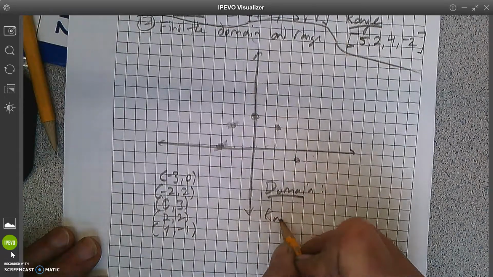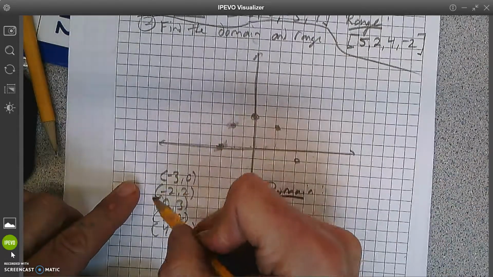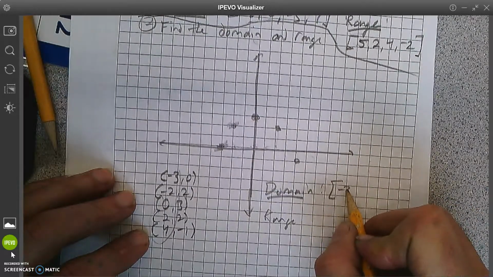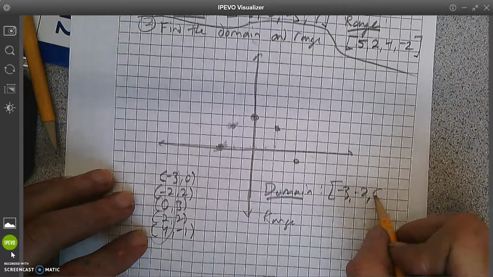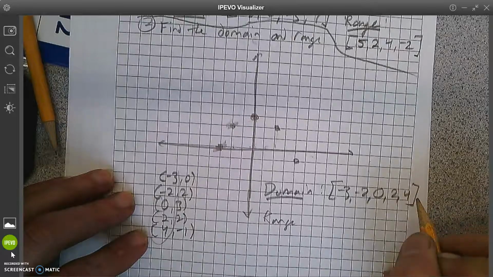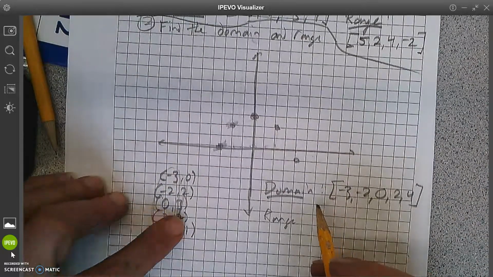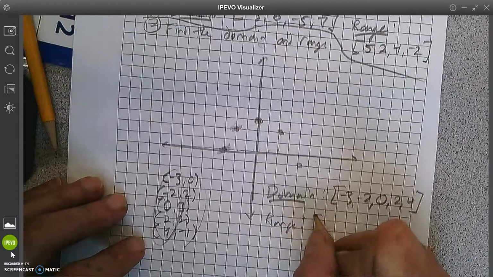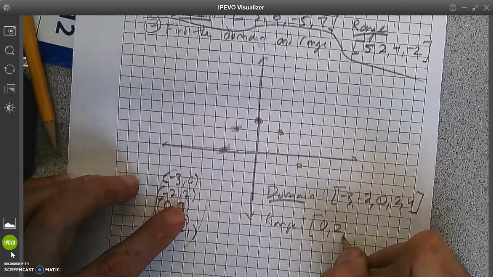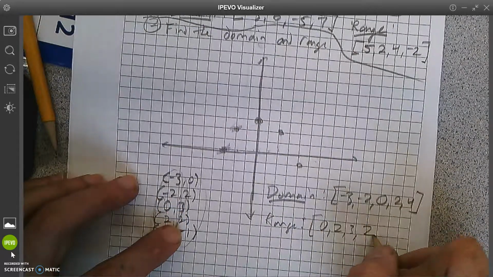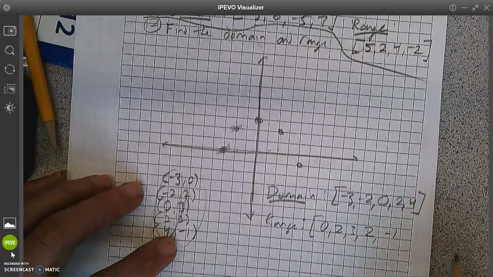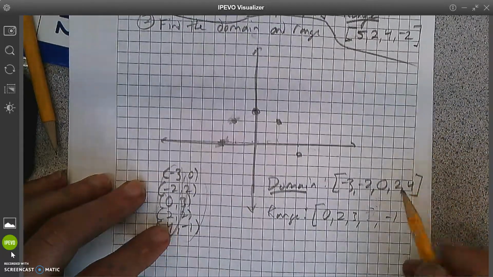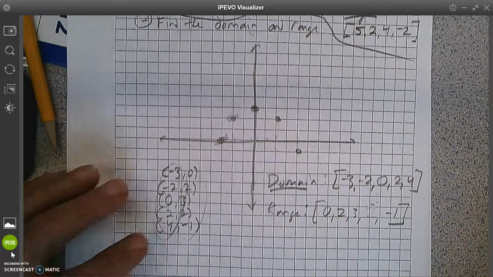So domain and range. Domain is all the x values here. So that would be -3, -2, 0, 2, and 4. All these right here. The range is the y values, okay? So that'd be 0, 2, 3, 2, -1. But I don't have to have 2 2s, so I can erase one of the 2s if I want. There we go. Got it.